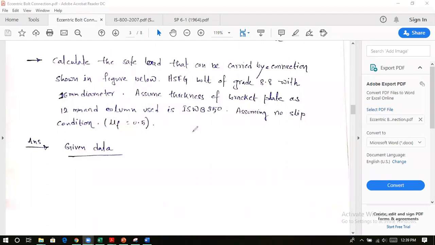So in this video, we will be solving one problem based on the theories taught on the previous video. So let us go through the problem. Calculate the safe load that can be carried by a connection shown in the figure below.